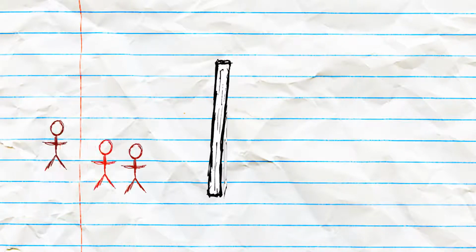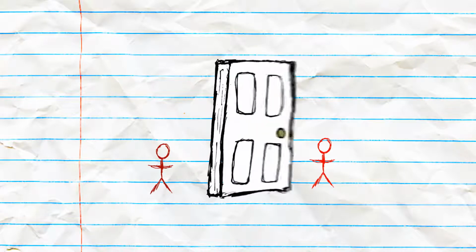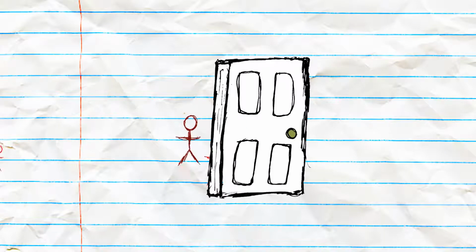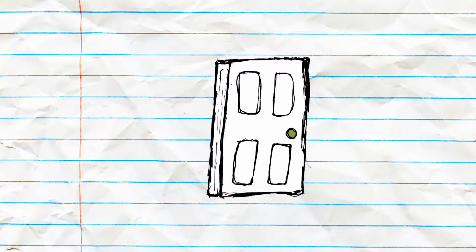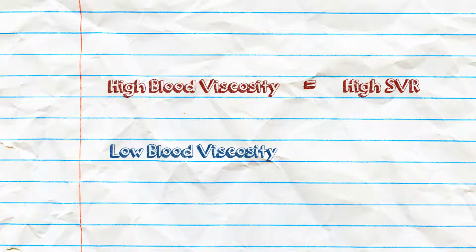For instance, any mechanisms that cause vasoconstriction increase SVR, resulting in decrease in forward flow. Any mechanisms that cause vasodilation decrease SVR, resulting in an increase in forward flow. The higher the viscosity of blood, the higher the SVR. The lower the viscosity of blood, the lower the SVR.